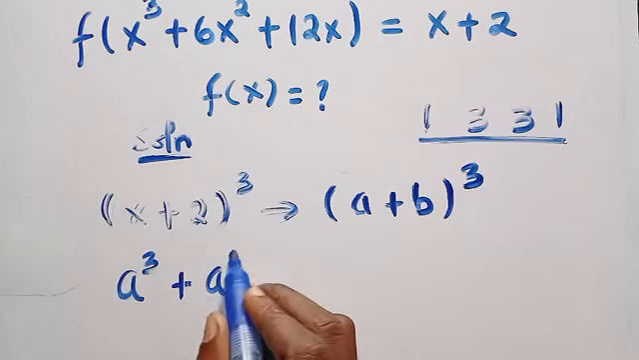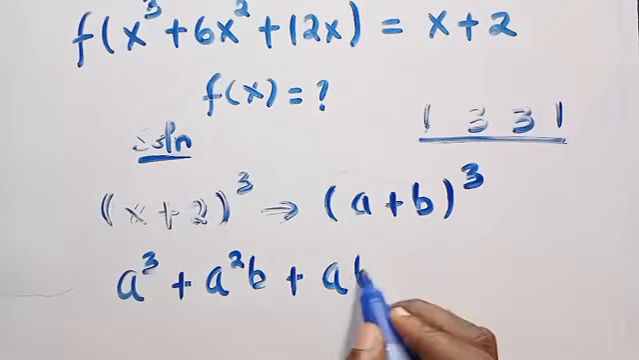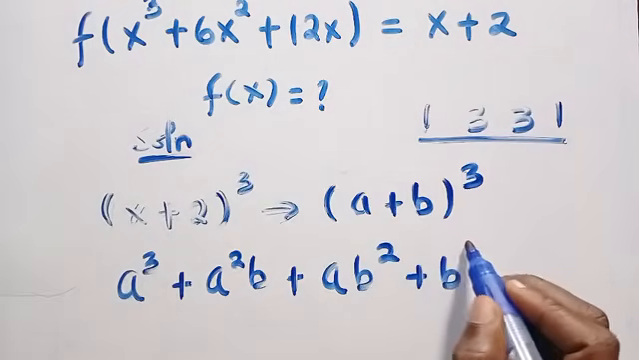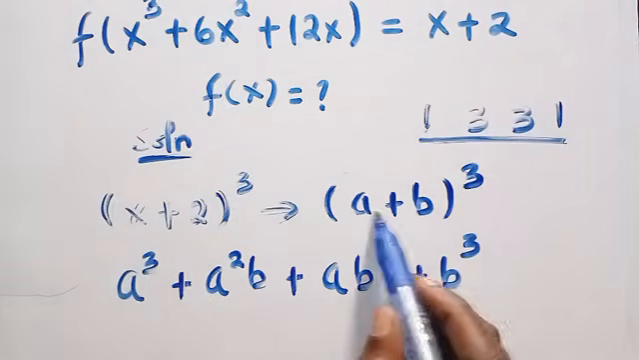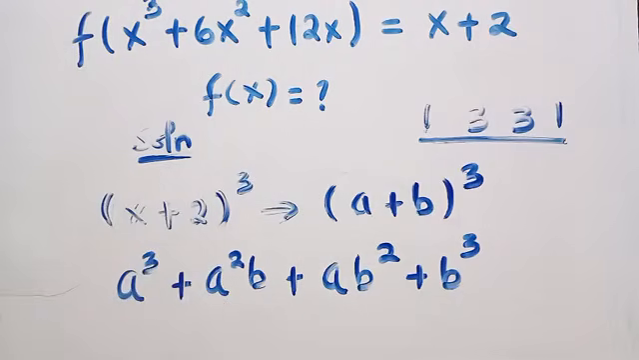Then a raised to the power 2 multiplied by b, plus a raised to the power 1 multiplied by b squared, then a raised to the power 0 and b raised to the power of 3. So this is the expansion of a plus b raised to the power 3. And we compare it with x plus 2 raised to the power of 3 as well.